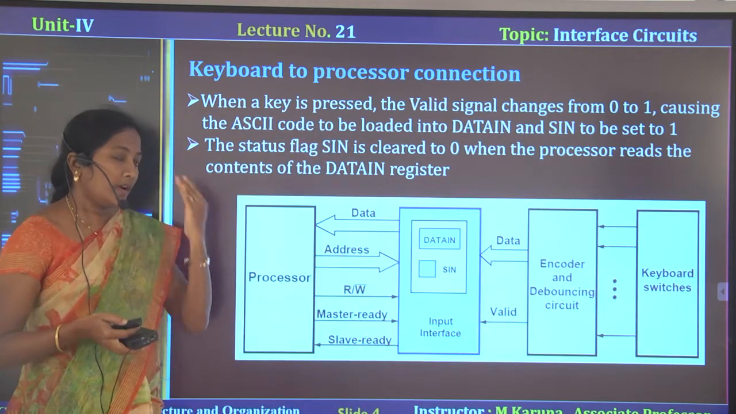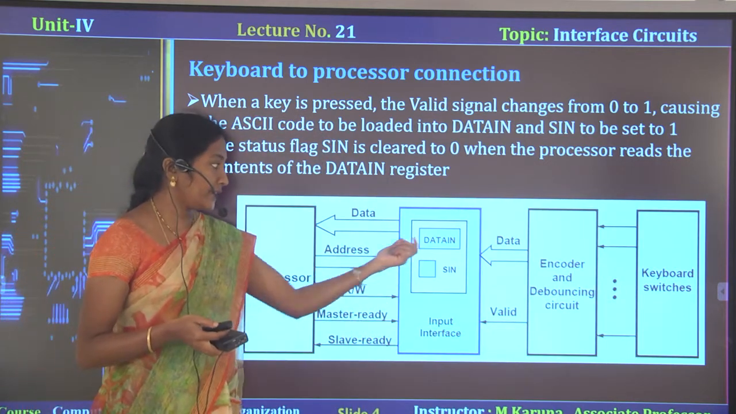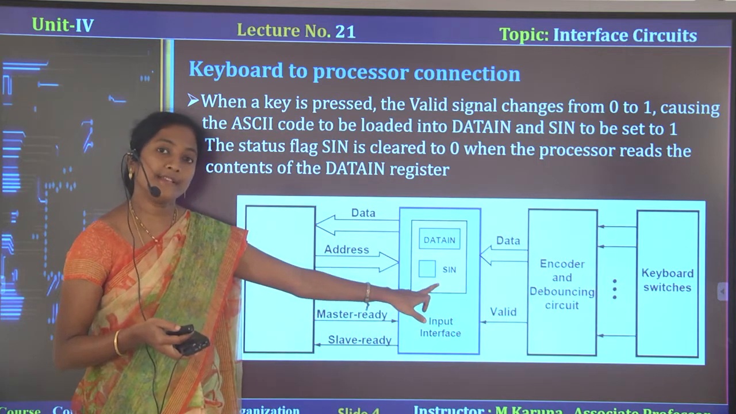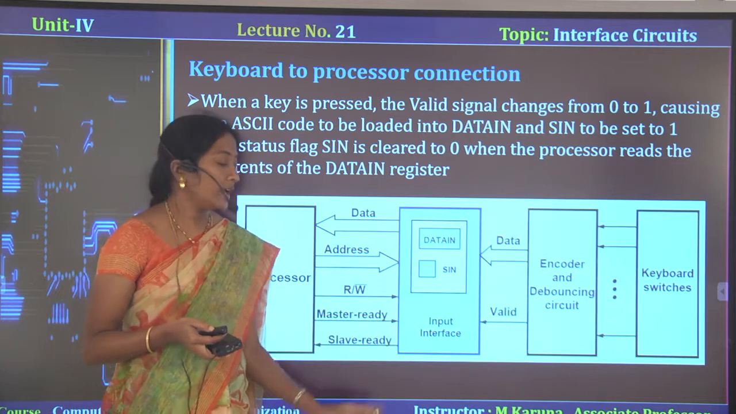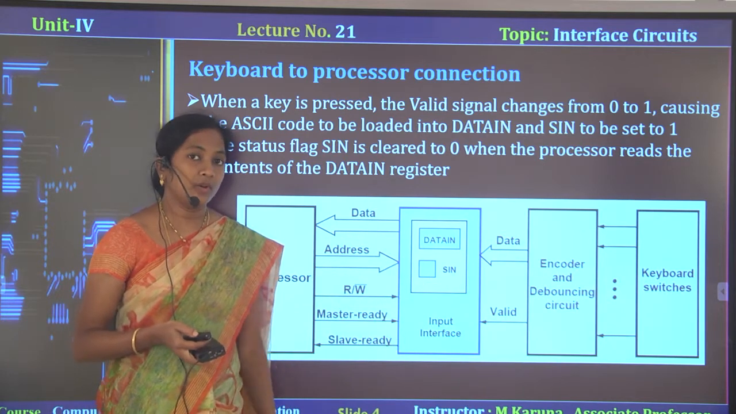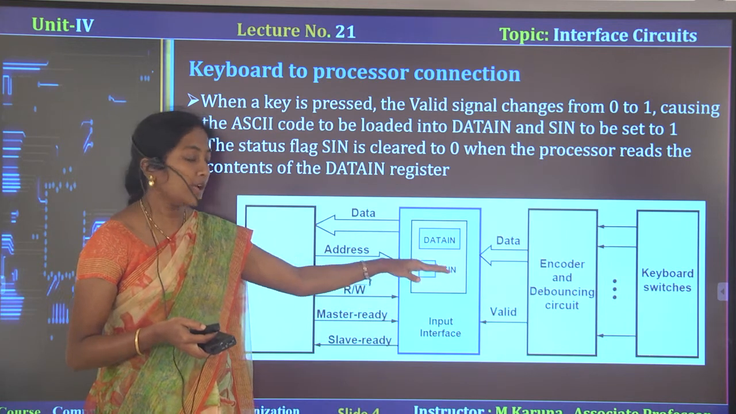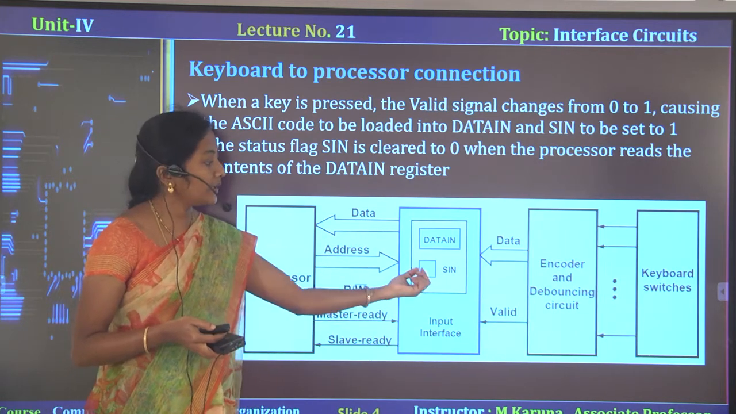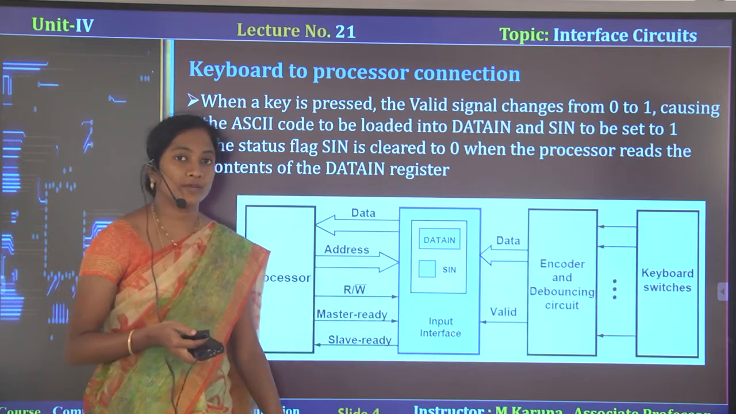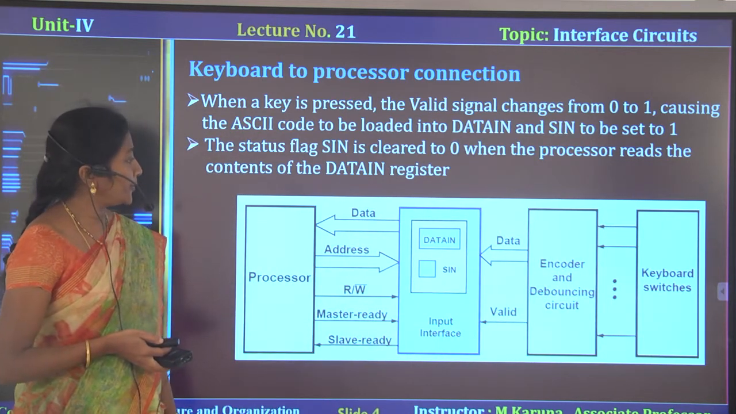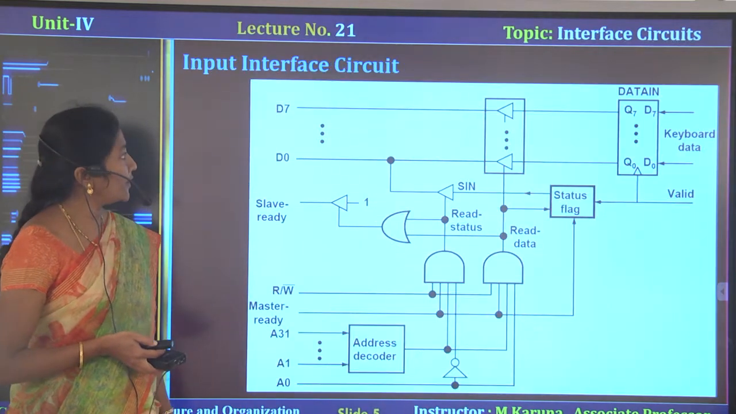Whenever the processor receives the data from the data in register, immediately SIN will be reset to 0. Whenever data is full in the data in register, SIN will be set to 1. After performing the read operation, immediately SIN will be set to 0. Likewise, the data read operation is performed by the processor. Let us move on to the next slide.